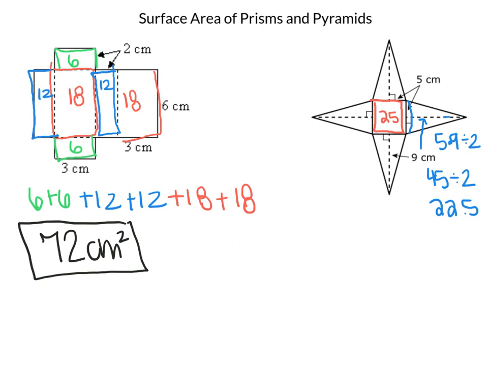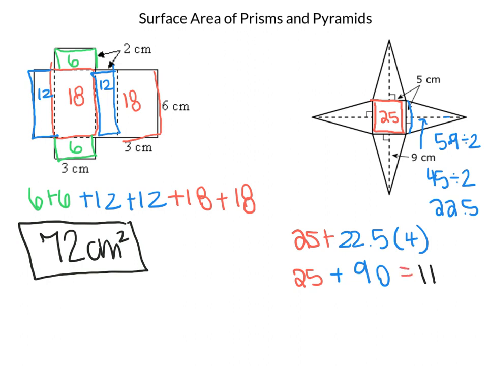So to add all of these together, we'll start with our base. Our base is 25. And we have 4 of the same faces. So 22.5 added together 4 times, or you can do 22.5 times 4. 22.5 times 4 is 90, and then added with the 25 gives us 115 centimeters squared.